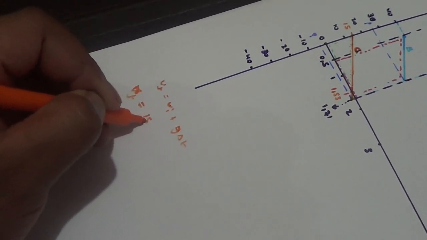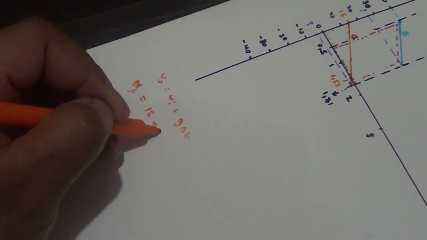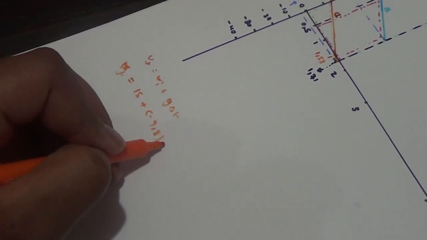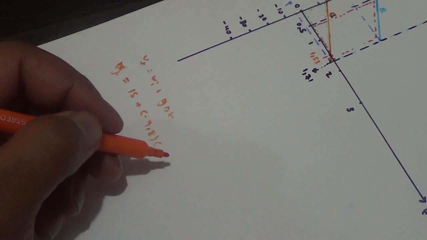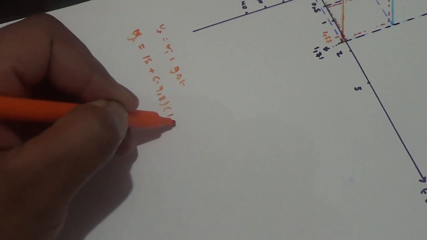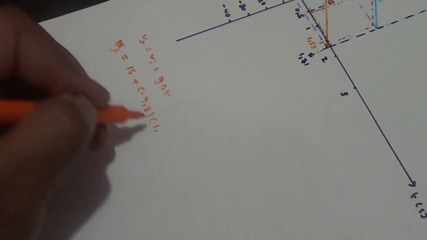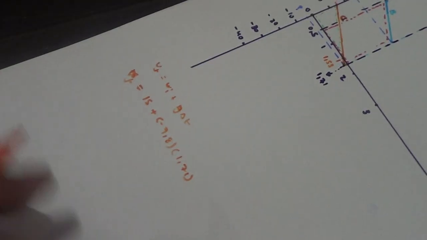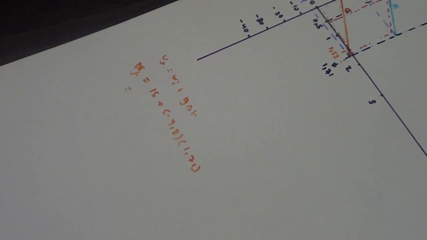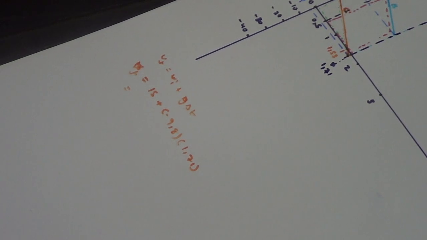V initial was 15, which is positive, plus g is -9.8. Delta t now, we know that time is 1.53. No, it's 1.71. Okay, so what was the velocity at that time? Yeah, I'm taking forever, guys, but you understand. So this is -9.8 times 1.71, which is what we got.